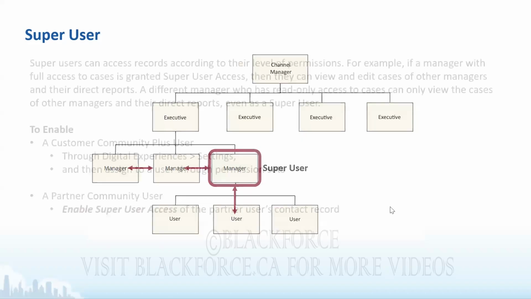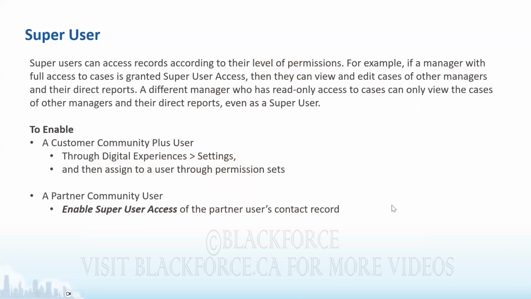So let's learn more about super users. Super users can access records according to their level of permissions. For example, if a manager with full access to cases is granted super user access, then they can view and edit cases of other managers and their direct reports. A different manager who has read-only access to cases can only view the cases of other managers and their direct reports, even as a super user. So they can only do as much as their level of permission allows, which can be read-only or full access to read and write.